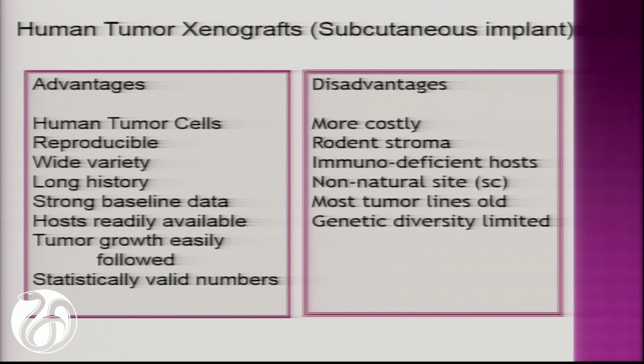Most of the tumor cell lines are old, and those of us who are engaged in PDX modeling these days feel that these old lines may not be good representatives of the human disease any longer. And genetic diversity is limited, and that has really become clear.